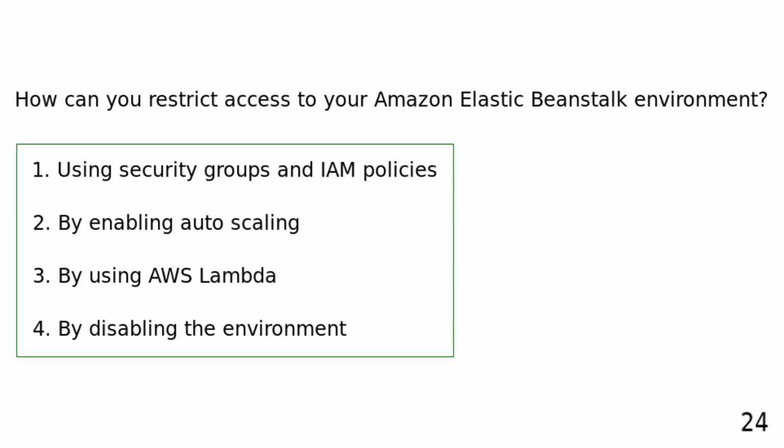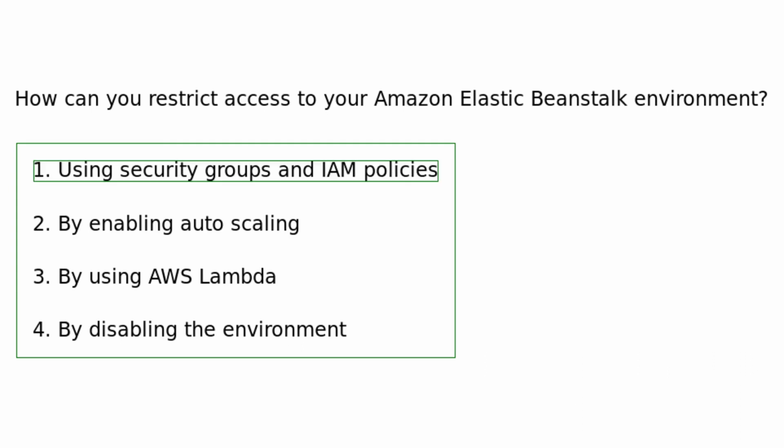How can you restrict access to your Amazon Elastic Beanstalk environment? Using security groups and IAM policies. By enabling auto-scaling. By using AWS Lambda. By disabling the environment. Access can be restricted using security groups and IAM policies.